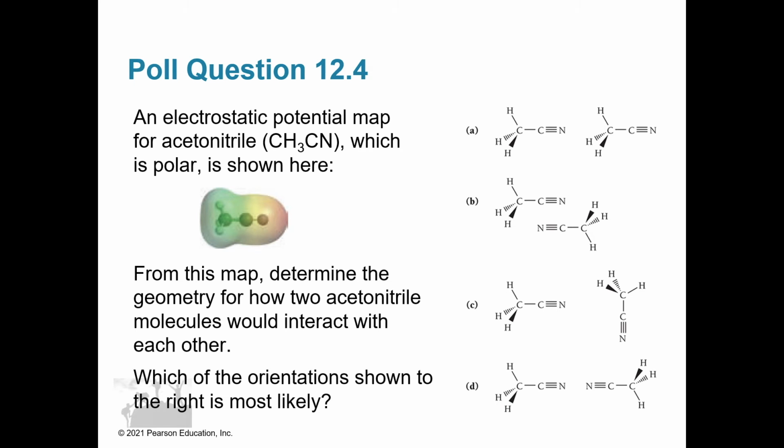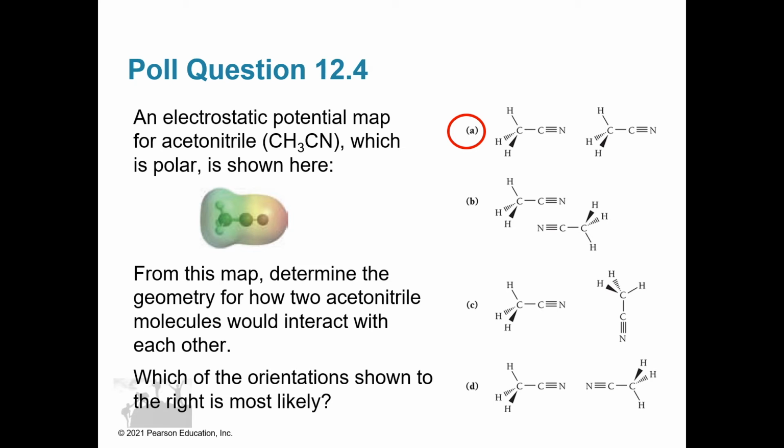Here we have an electron distribution map for acetonitrile. You need to figure out how two of these molecules would interact with each other. So we know that this molecule is polar. Pause the video, take a look at the 4 situations very carefully, pick your answer, and when you're ready, press play.